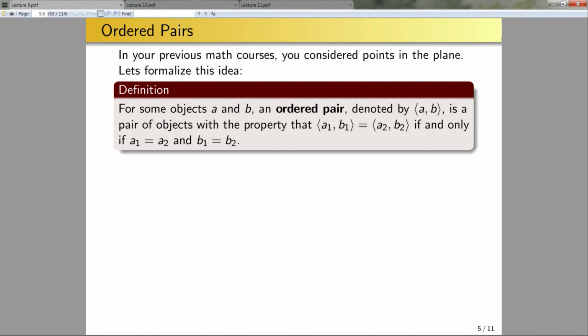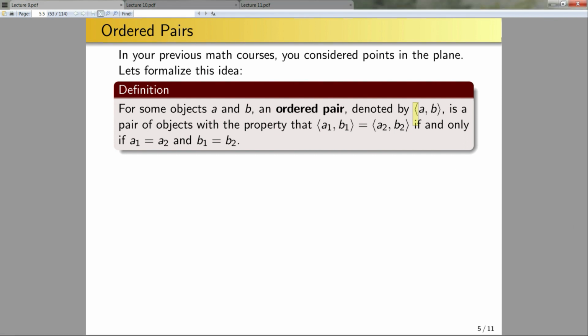Now, a note on using these angled brackets. In this course, you should use the angled brackets to denote ordered pairs. It's not technically incorrect to use parentheses to denote ordered pairs, but by using the angled brackets, you'll save yourself from some potential confusion in notation later on.